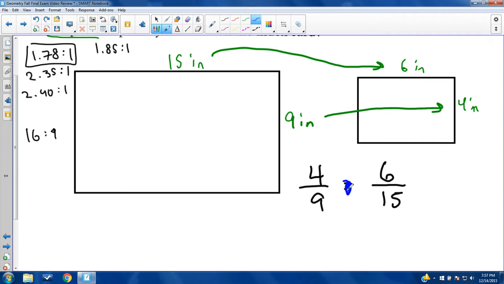These don't equal each other. We're just trying to see which one's bigger, which one's smaller. 4 divided by 9 gives me 0.444444. 6 divided by 15 gives me 0.4. 6 divided by 15 is smaller. 4 divided by 9 is bigger. I want to choose 6 divided by 15.